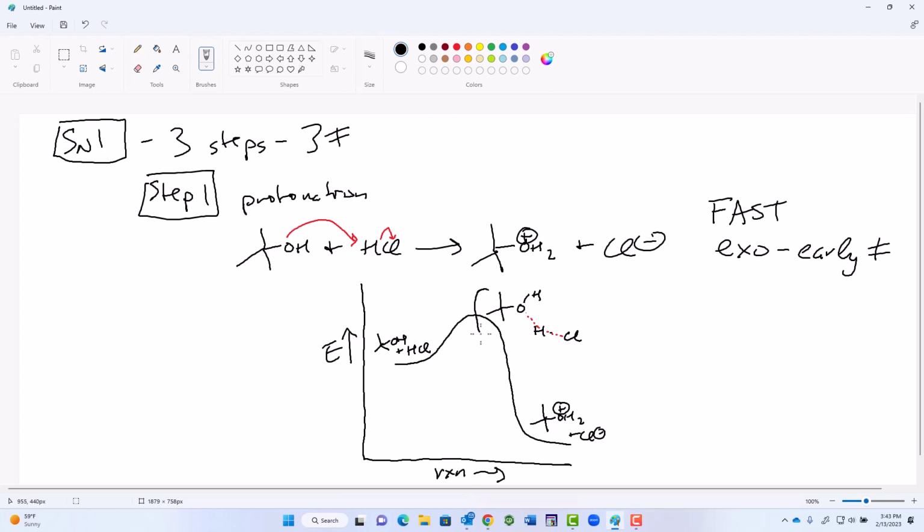In general, transition states are drawn in brackets with that double dagger to indicate that they are not part of the reaction. They are simply transition states. Here's our activation energy, and what we would see is this activation energy is relatively small because this is going to be a kinetically fast reaction. Acid-base reactions are kinetically fast, so we see a small activation energy in this case. So our first step in the reaction is acid-base chemistry. It is protonation of the alcohol to form the alkyl oxonium ion.